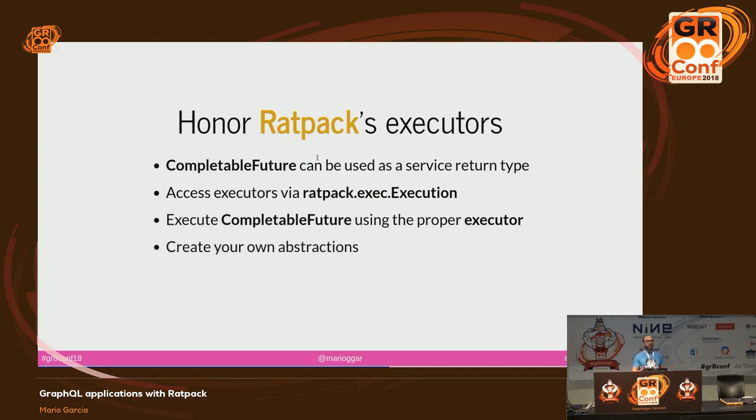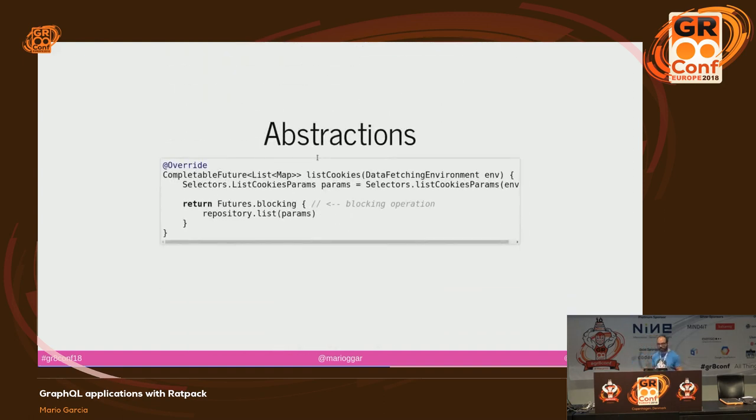In order to do that, you can use plain raw code, like doing completable supply async and then providing the executor, or create your own abstractions. GQL Ratpack provides those abstractions for you in order not to repeat and create boilerplate code. This is an example. We will see another one in a bit. But basically, this is a data fetcher, a function that will be used as a data fetcher, which returns a completable future of a list of maps.